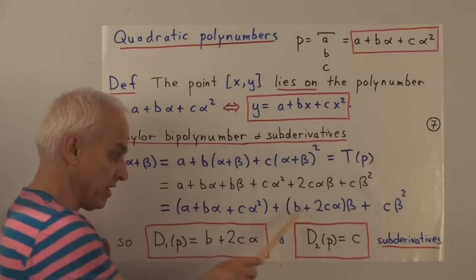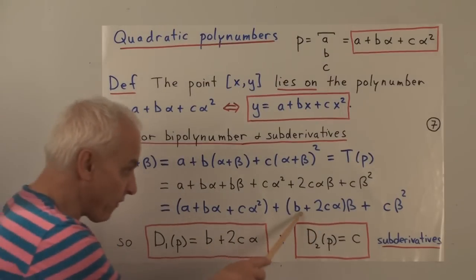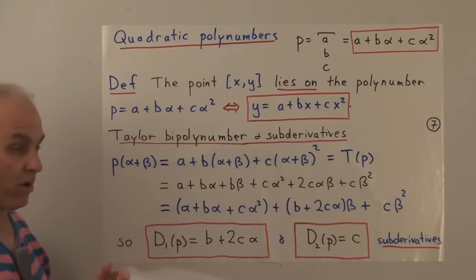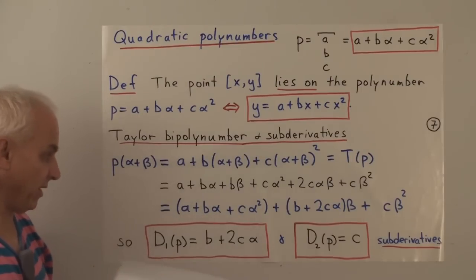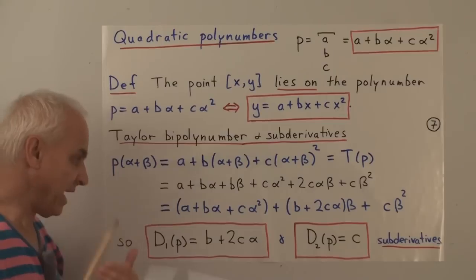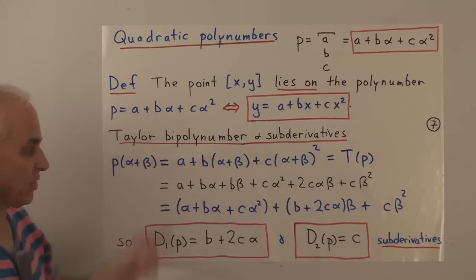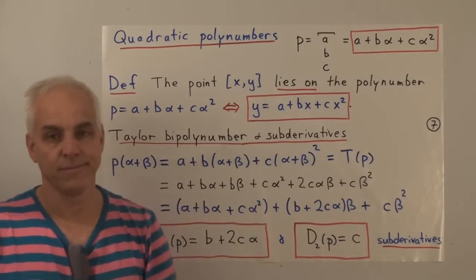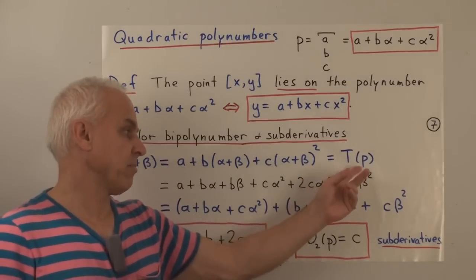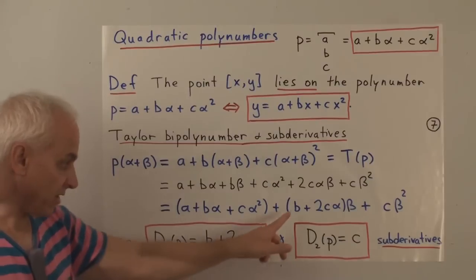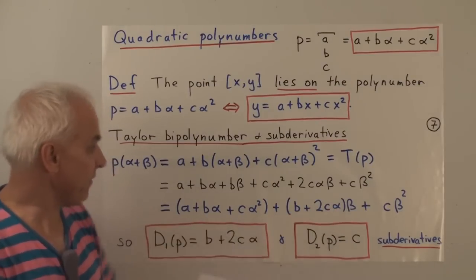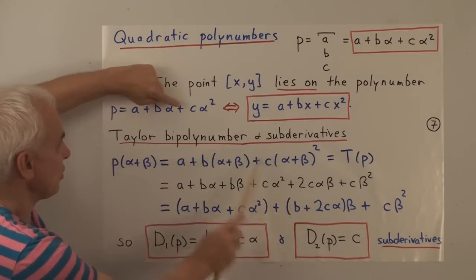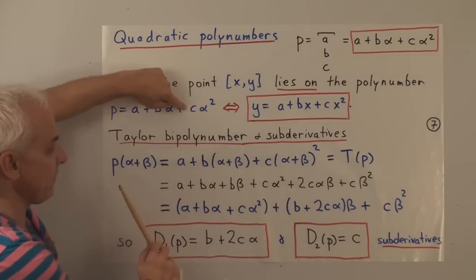This one here is very interesting and important. This coefficient of beta is what we call the first subderivative, or just the derivative of p. Right? So the derivative of p, by definition, is the coefficient of beta in the Taylor bipolynumber. And there it is. It's b plus 2c alpha. So it's this thing here without an alpha, plus 2c times alpha.